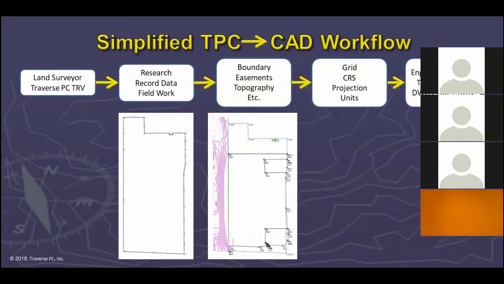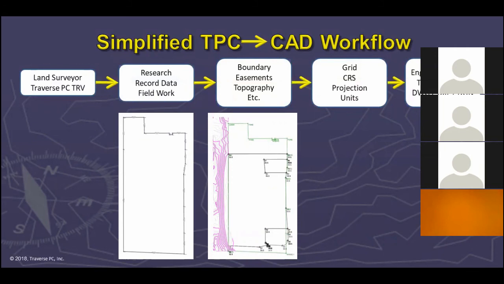Now, in Traverse PC, we talk about both grid and coordinate reference systems. GIS folks talk about projections. Those are all the same thing. They're really just different names for the same thing. And we'll be looking at the units a little bit more because architects tend to work in inches rather than in feet like we do.